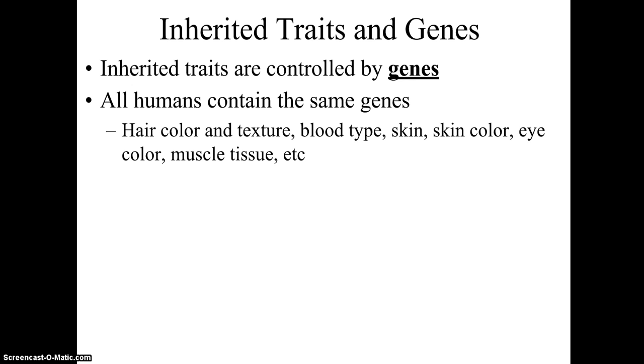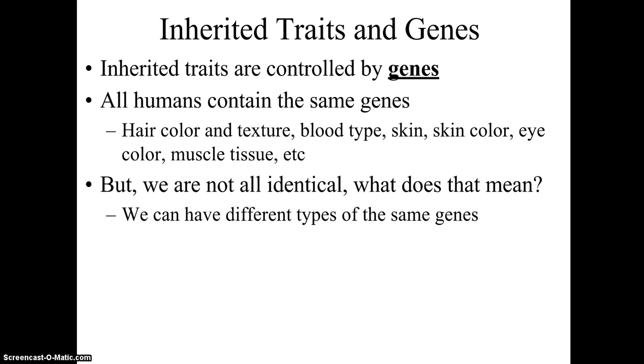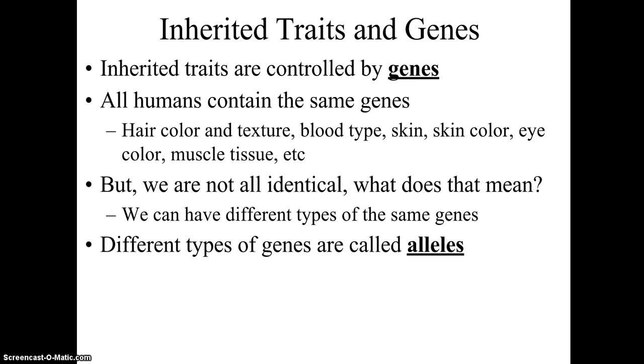So here's some examples of the same kinds of genes that you and me and everybody in the room and every human all has. We all have genes for all of these things. But we're not all identical. So that must mean that there's different kinds of hair color genes, and different kinds of blood type genes, and different types of skin color, and eye color, and bone structure, and everything else. There's different kinds of every sort of gene. Those different types of genes are called alleles.